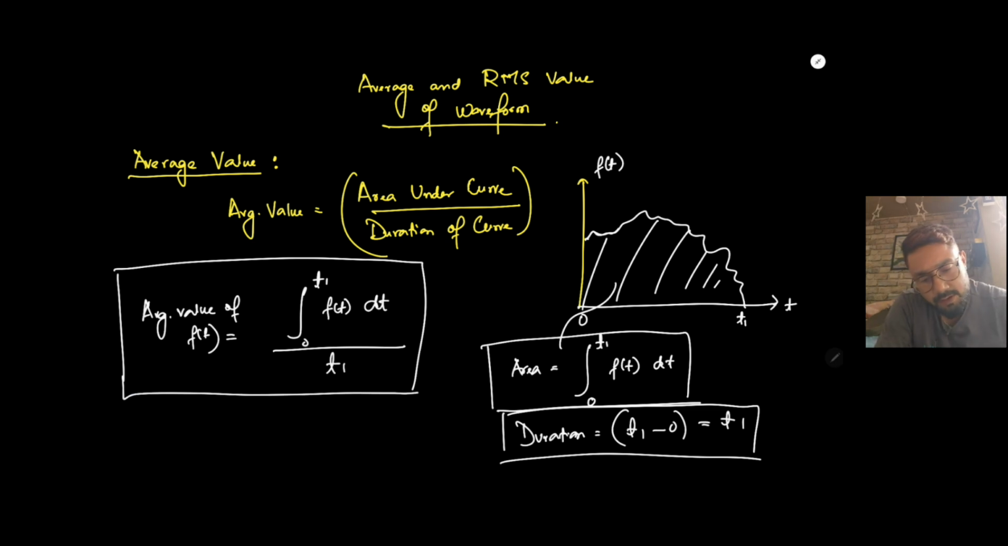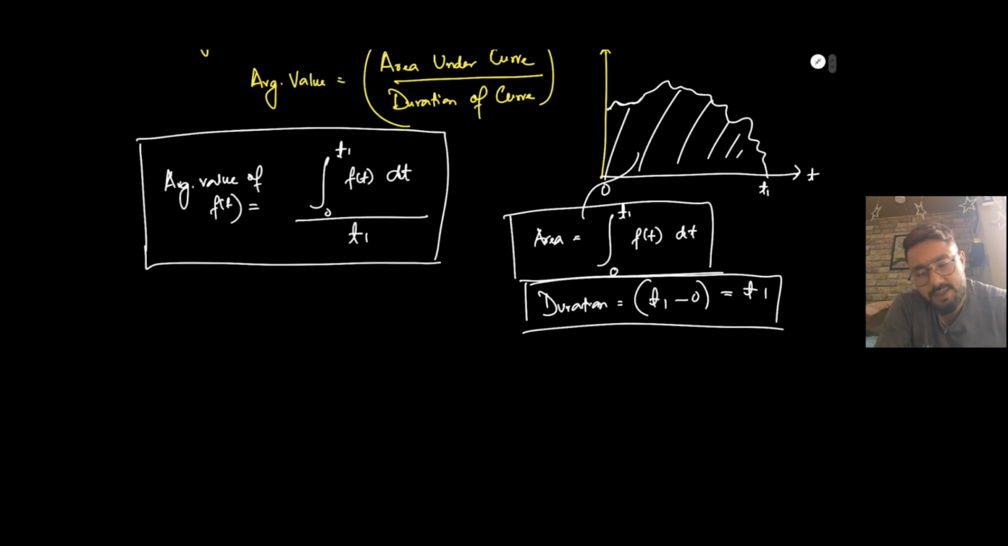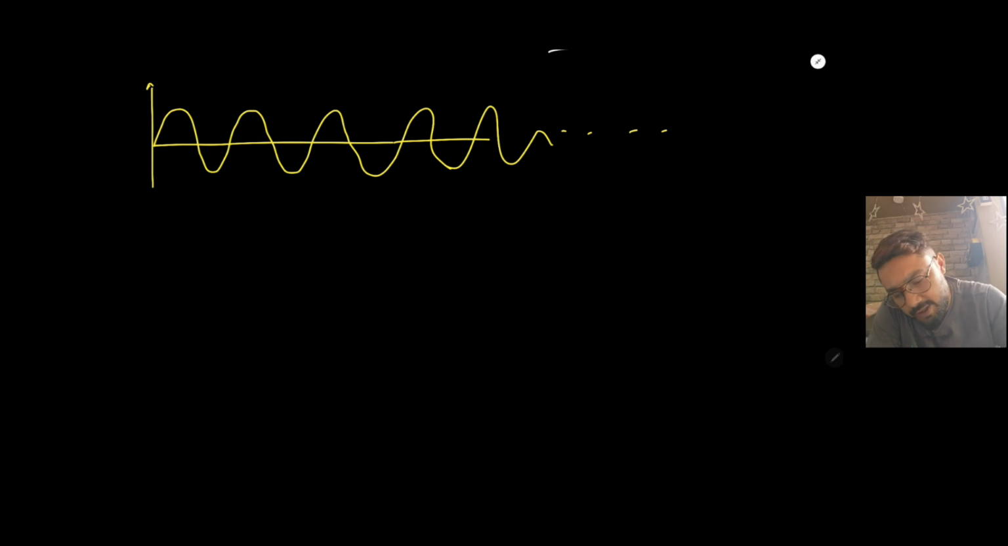Okay. So now let's consider how to find the average value of a periodic waveform. What is a periodic waveform? Basically, periodic waveforms are the types of waveform that repeat themselves after a certain amount of time, meaning after every certain amount of time it repeats its shape. For example, the most common is the sinusoidal. So sinusoidal is like this, continues for an infinite duration.